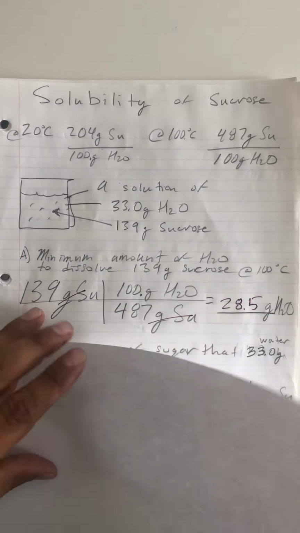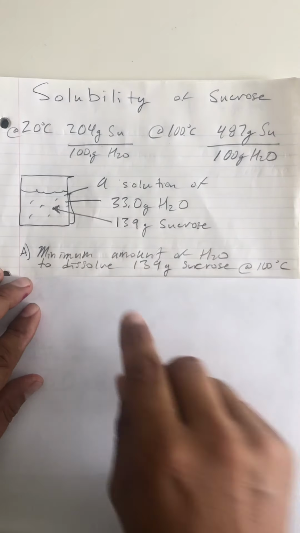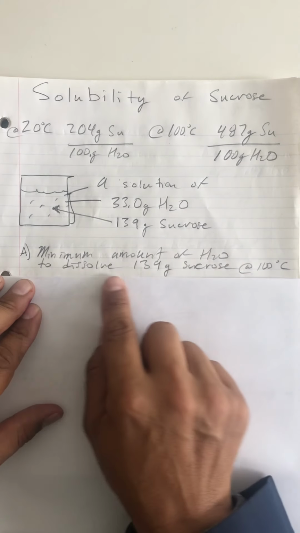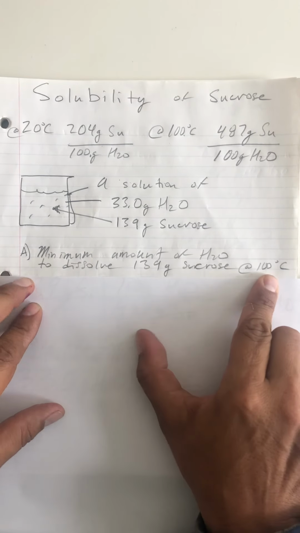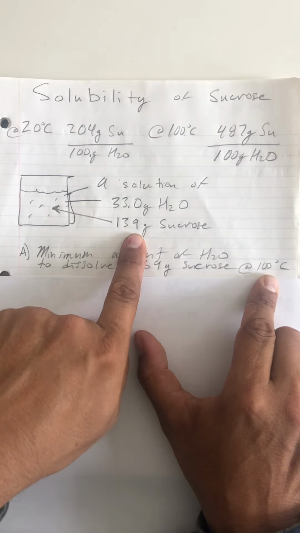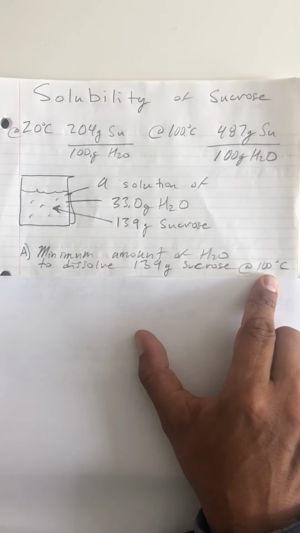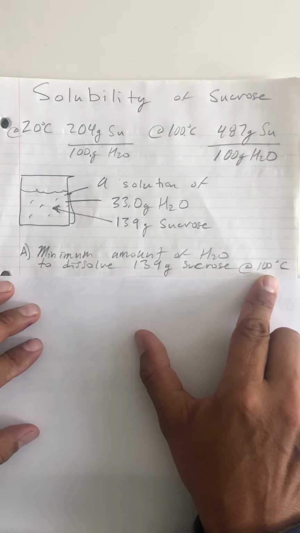First one is something like this. It'll say, what is the minimum amount of water that will dissolve 139 grams of sucrose at 100 degrees Celsius? So they say, I've got this much sugar. How much water do I need at least to dissolve this darn thing? So let's take a look.